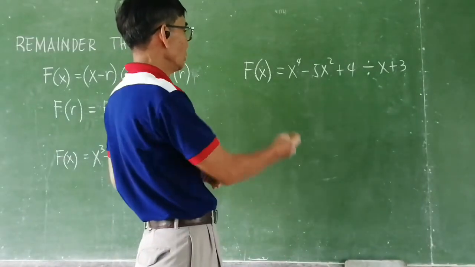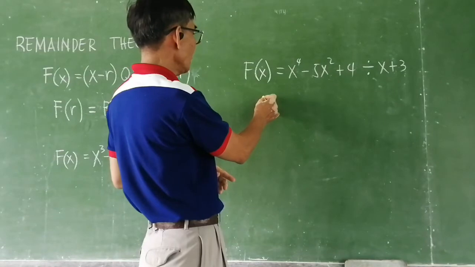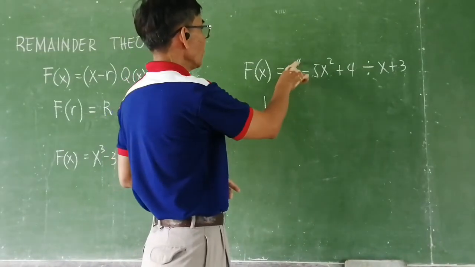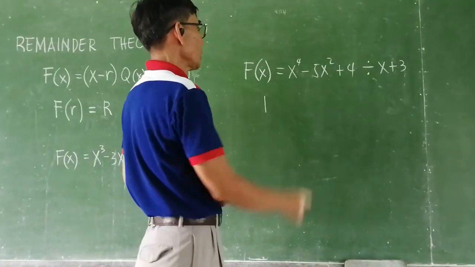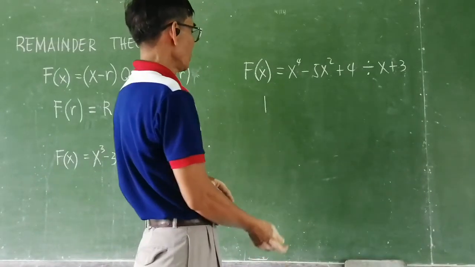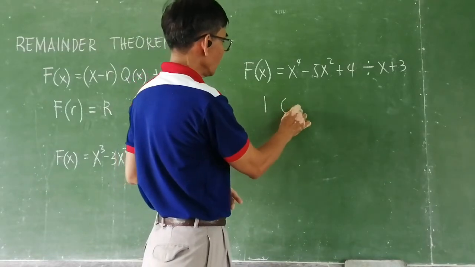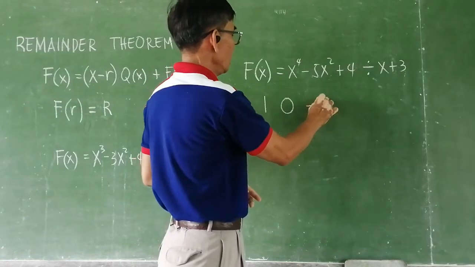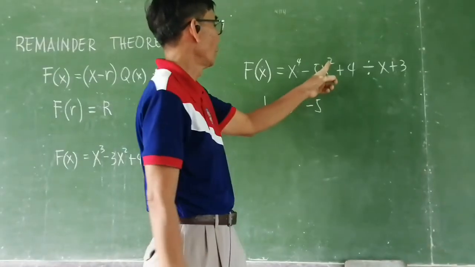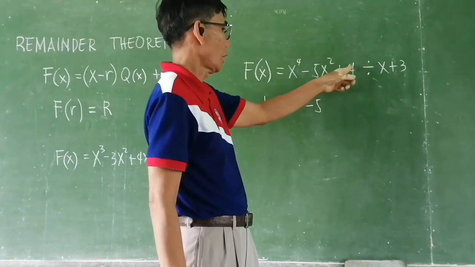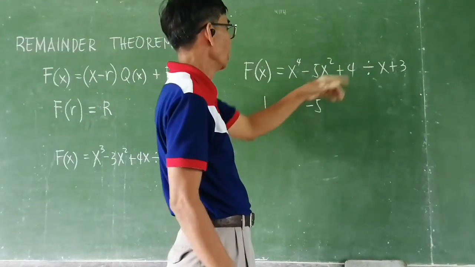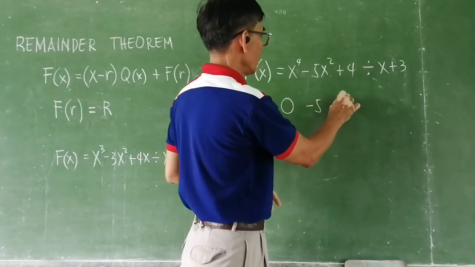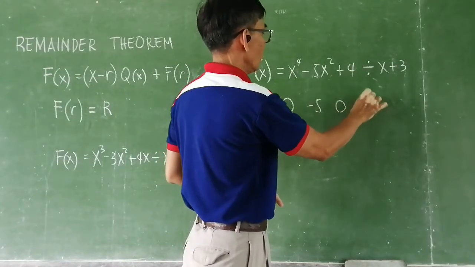So we are going to write the numerical coefficients. So x to the fourth is 1. Take note, this is x squared and that is x, meaning to say x cubed is out. So we are going to insert 0. So remember that. And then you have negative 5. Again, from x squared to the constant, you insert again 0 because the linear term is out. So 0 and lastly 4.